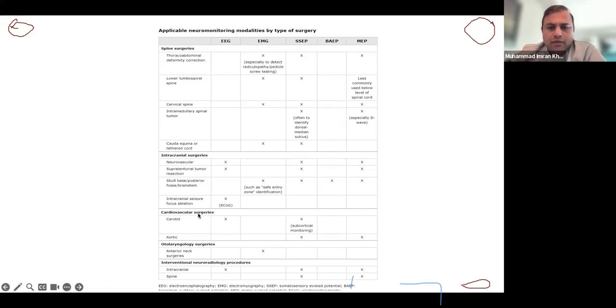For cardiovascular surgeries, you would need your SSEP. For aortic surgeries, you would again need an SSEP and MEP. And for interventional neuroradiology procedures, if it's an intracranial procedure, again, SSEP, MEP, and EEG may be required. Same goes for an interventional neuroradiology spine procedure, where SSEP and MEP neuromonitoring may be required.